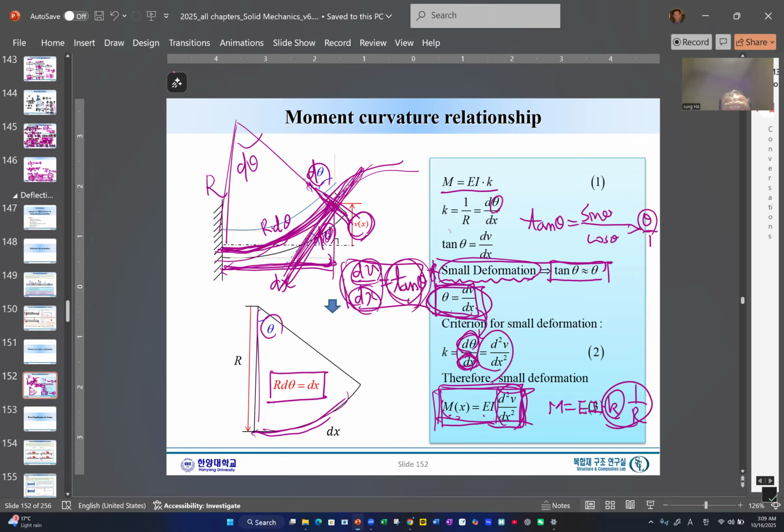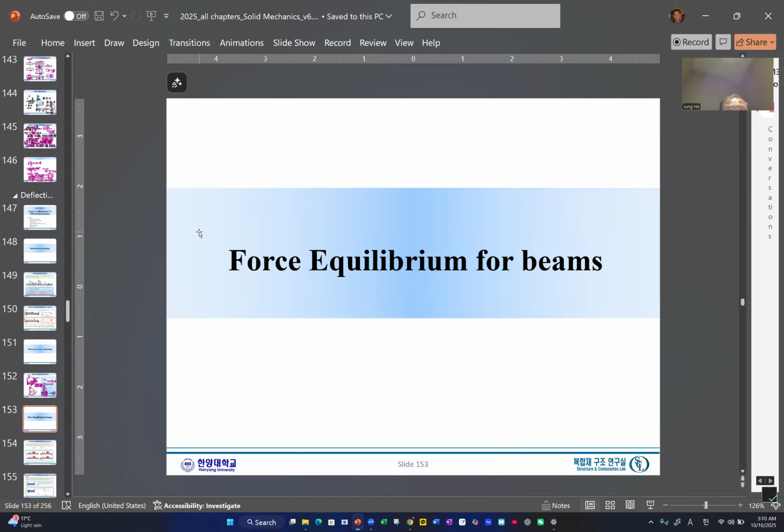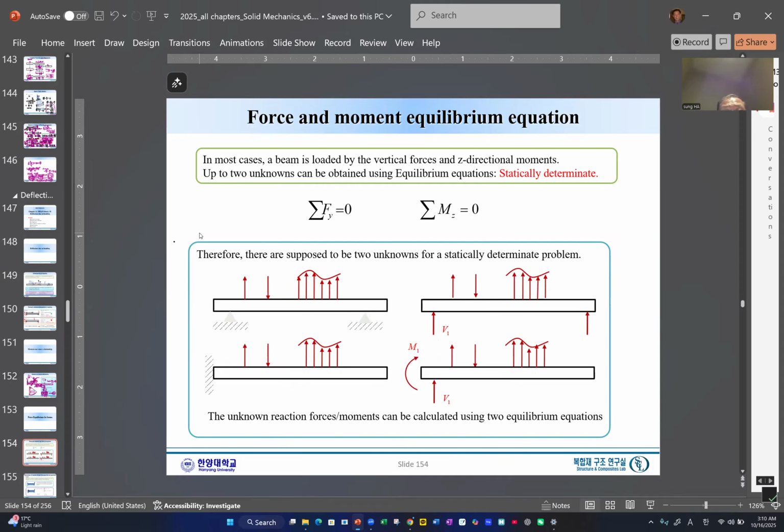Okay, moment and deflection. Moment and deflection, so it's like force and deformation. So force and, I would say, K X. So EI looks like the stiffness, and this is the deformation. It's like a spring: moment, stiffness, and deformation. Okay, so this is the one you need to remember at the very beginning of beam deflection theory.